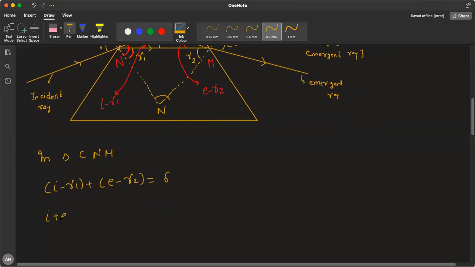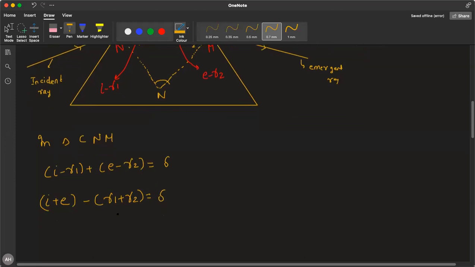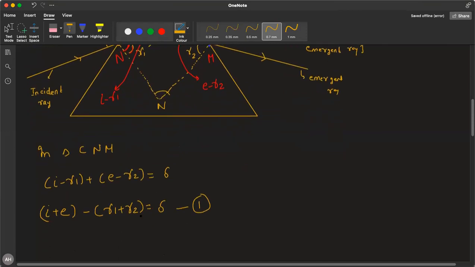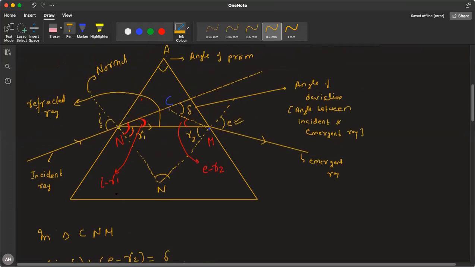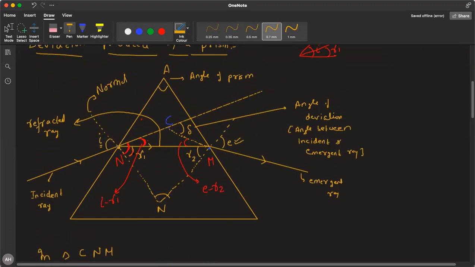So you have I plus E minus of R1 plus R2 is equal to the angle of deviation. This is my first equation. So you got angle of deviation in terms of angle of incidence, emergence, R1 and R2. Now let's try to connect these two angles also, A and R1, R2.